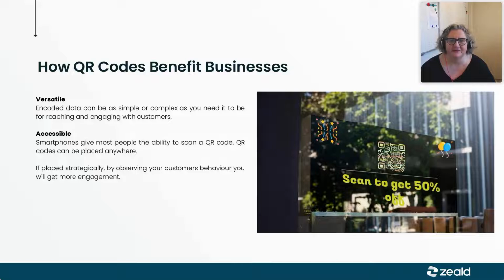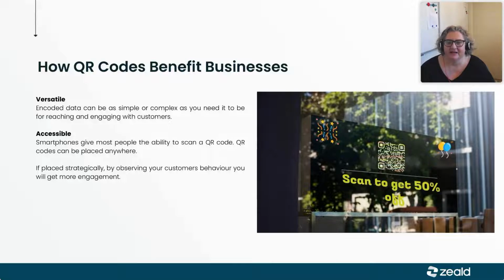Accessibility. Smartphones give most people the ability to scan a QR code, and QR codes can be placed anywhere. Younger generations will have cell phones. Even I have a cell phone with a QR code reader built into the camera. The camera is actually the QR code reader, and I don't need a specialized QR code reading app anymore. And the good thing about COVID is that it's meant a lot of the older generation have embraced smartphones and are familiar with QR codes as well.